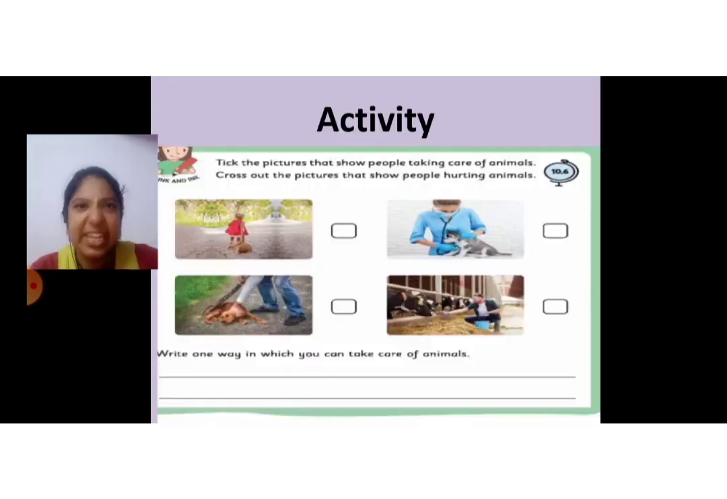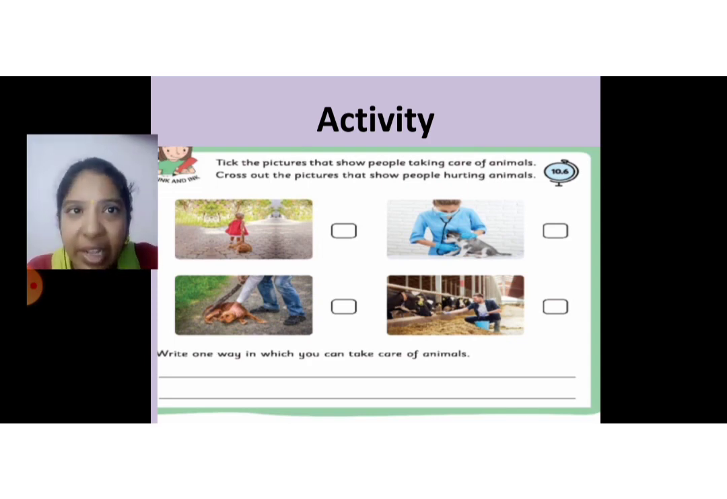Here comes the interesting part of the video. Here is an activity. Take the pictures that show people taking care of animals and cross out the pictures that show people hurting animals. What are the pictures? Do you feel that they are hurting the animals? And whichever pictures you feel are taking care of animals, please put a tick for it. And if you feel they are hurting the animals, then put a cross for it.